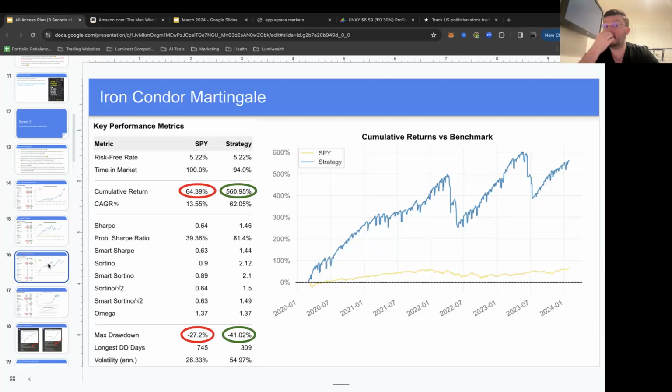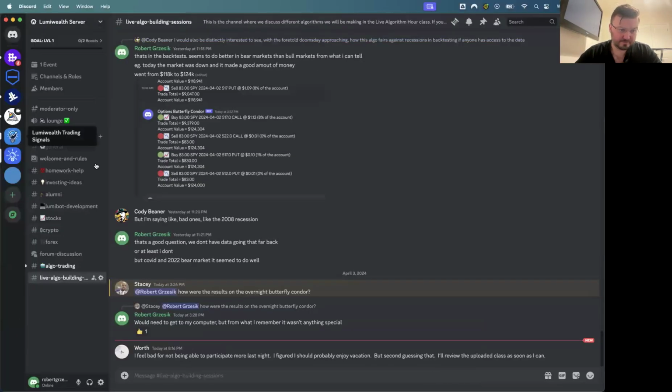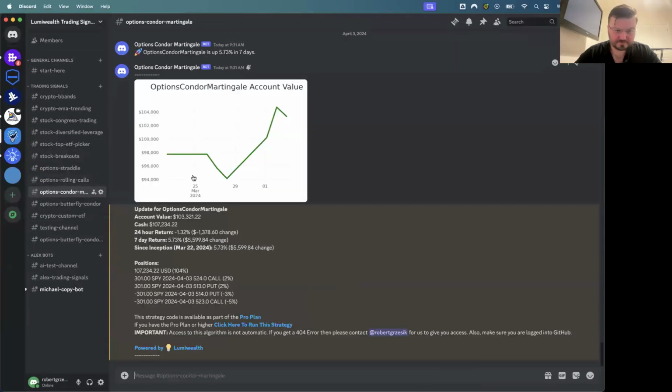Here's another strategy that we developed. This is our Iron Condor Martingale strategy. Now, this one's very interesting. We've been running this as well, and I'll show you a couple of these. We run a lot of these in our trading signals, so you can actually watch them over time. This one's been doing very well too.